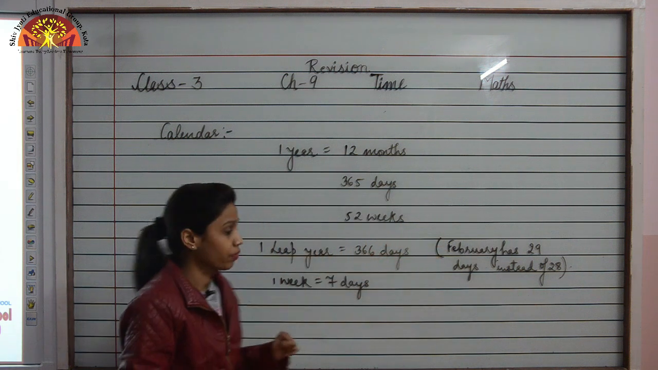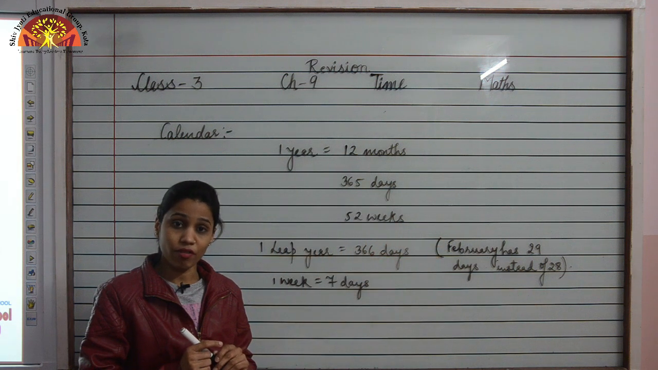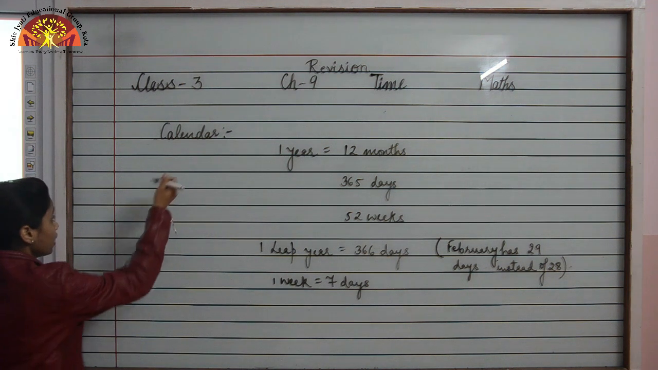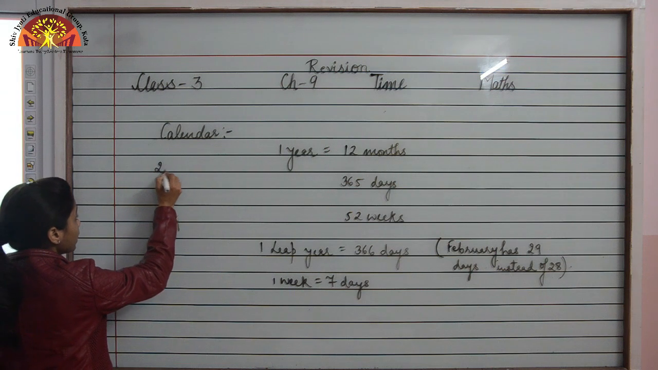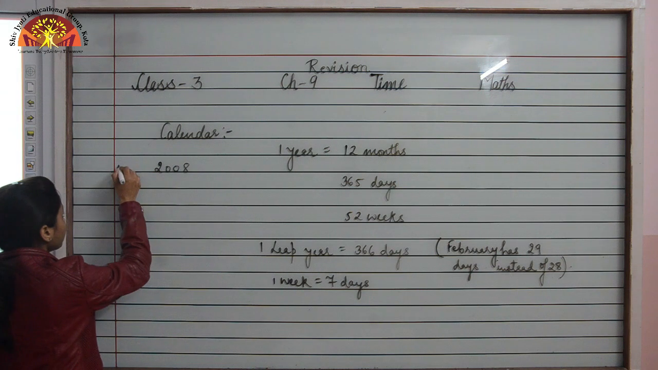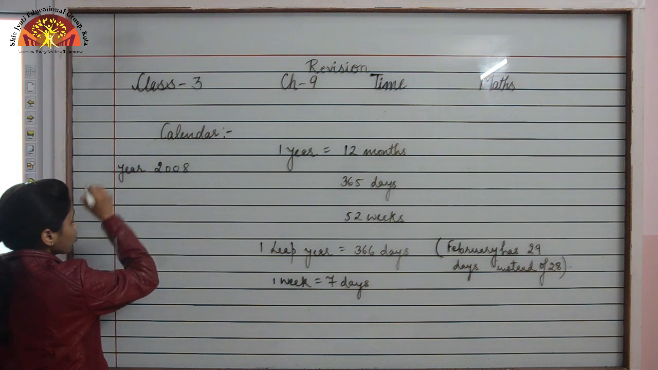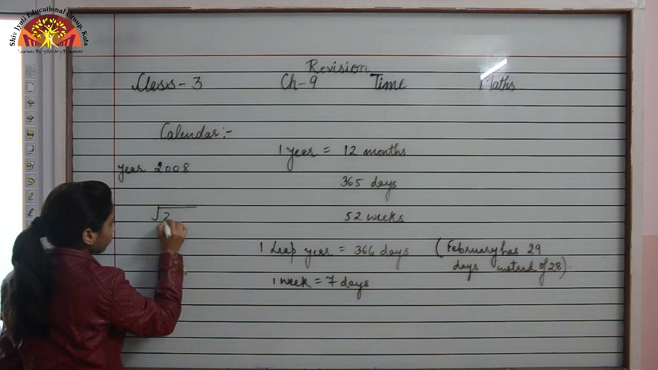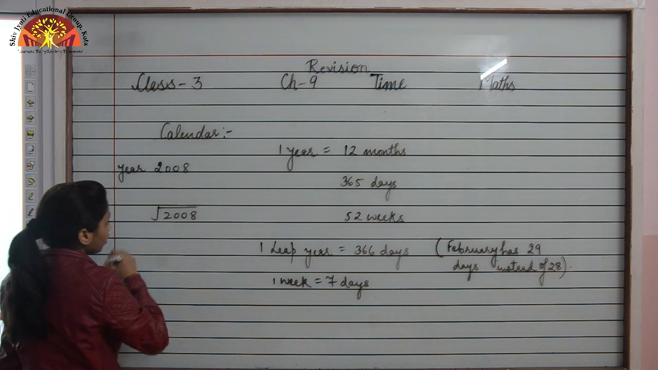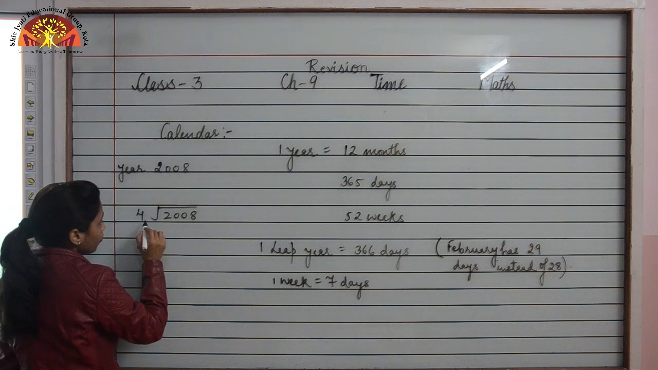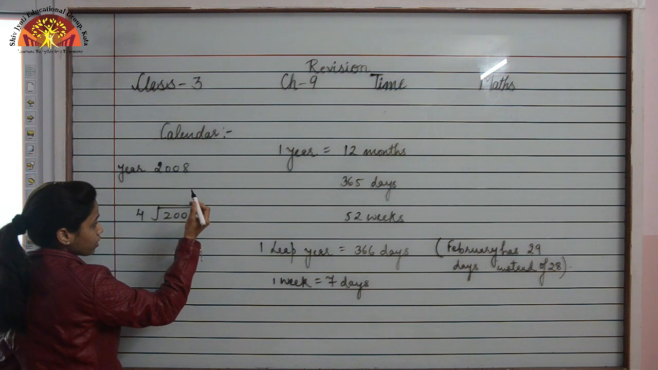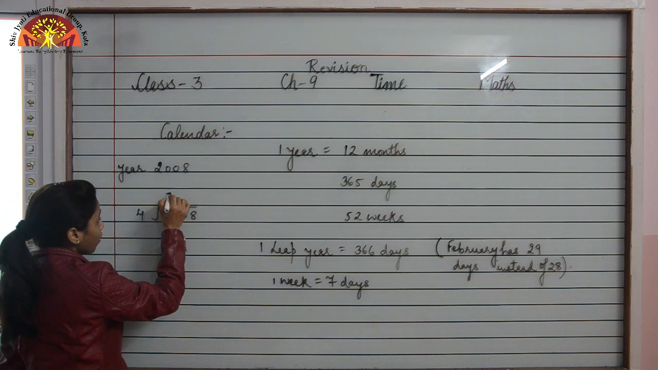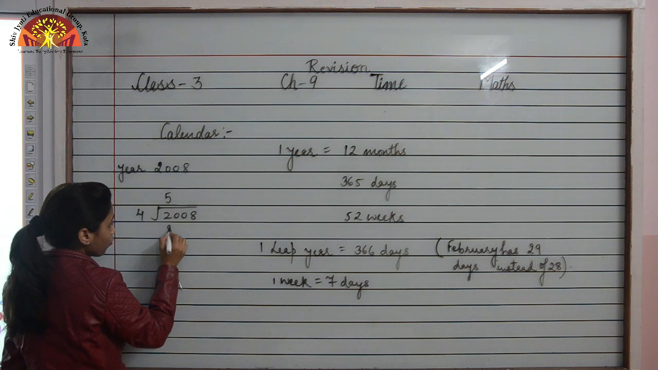Now whenever a year is divisible by 4, then it will be considered as a leap year. For example, let us talk about year 2008. Now let me just divide it by 4. Now 4 1s are 4, 4 2s are 8, 4 3s are 12, 4 4s are 16, 4 5s are 20. Now I have got 25 times in the table of 4.